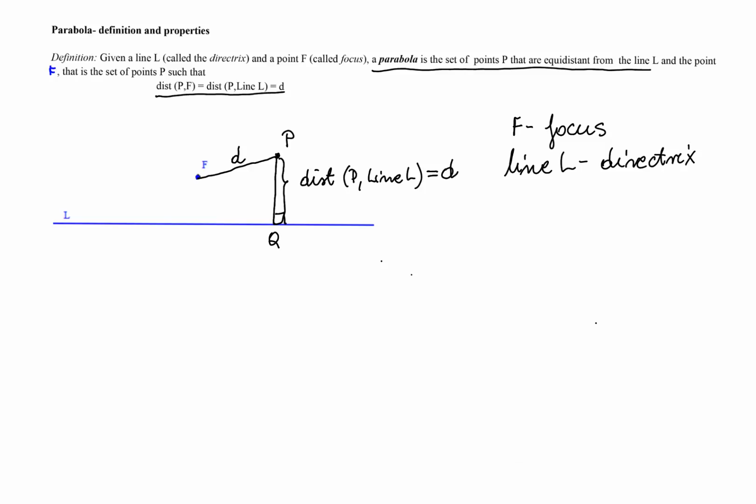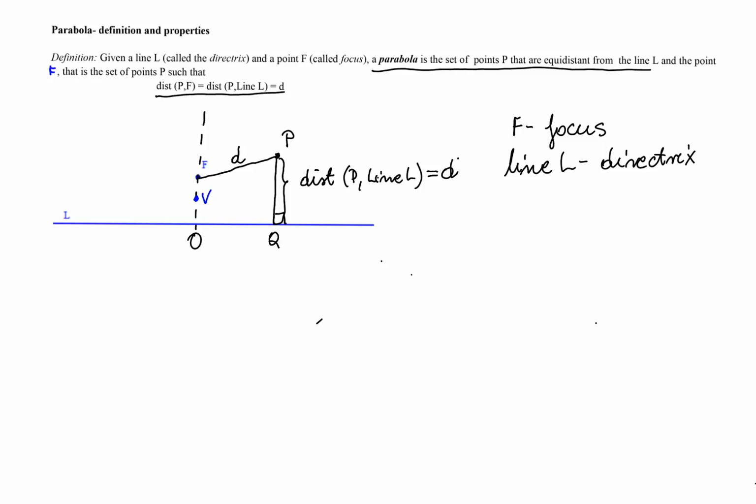Now let's draw a line that is perpendicular to the line L and goes through the focus F. So let's draw the line right here. This line will cross the line L at some point, and let's call it O. And let's take the point that is halfway between F and O and call it V.